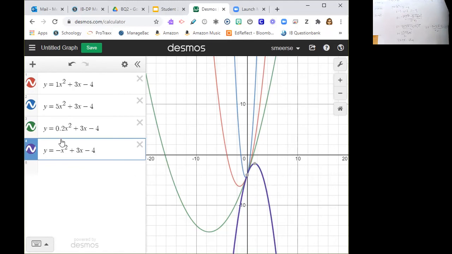And I also want you to notice that we now have a -1. And the negative here flipped it over. So all of these were positive, +1, +5, +0.2. Now we're at negative. And so we all went from opening up to opening down. Okay, I'm going to stop sharing.